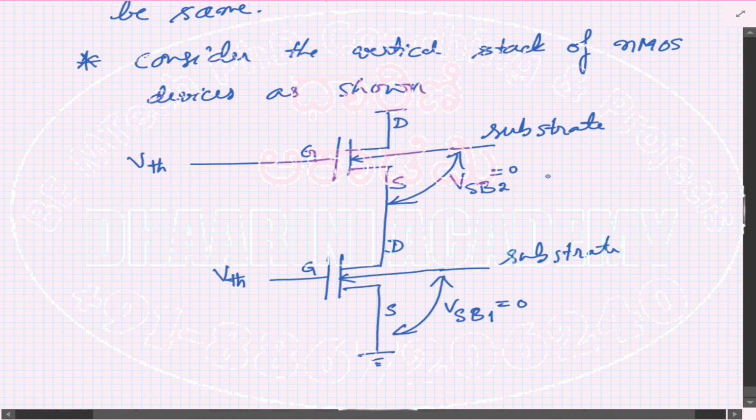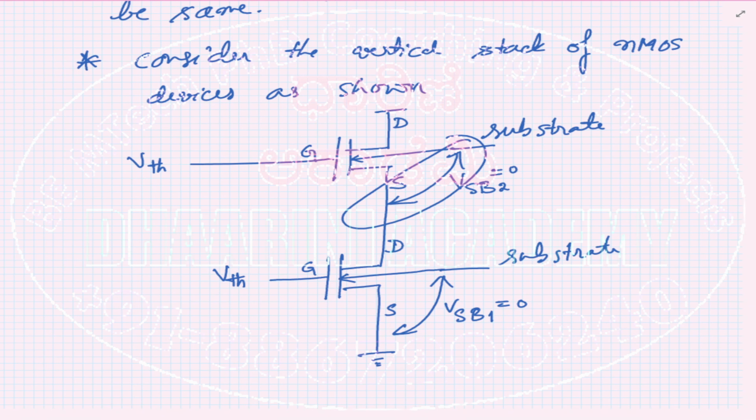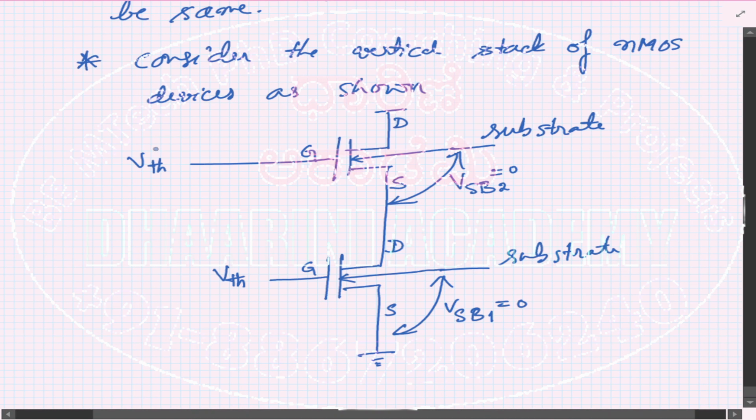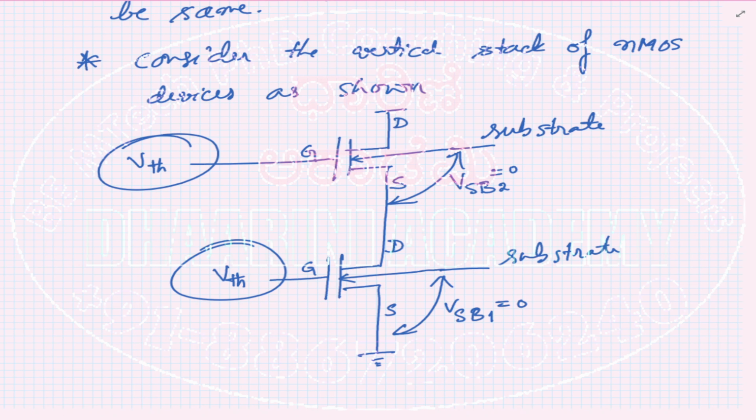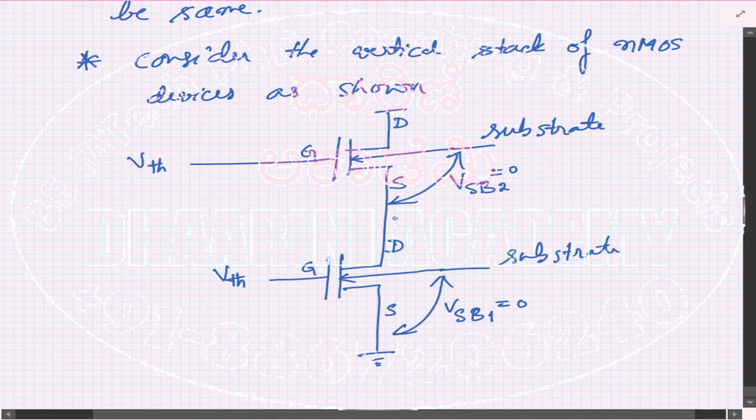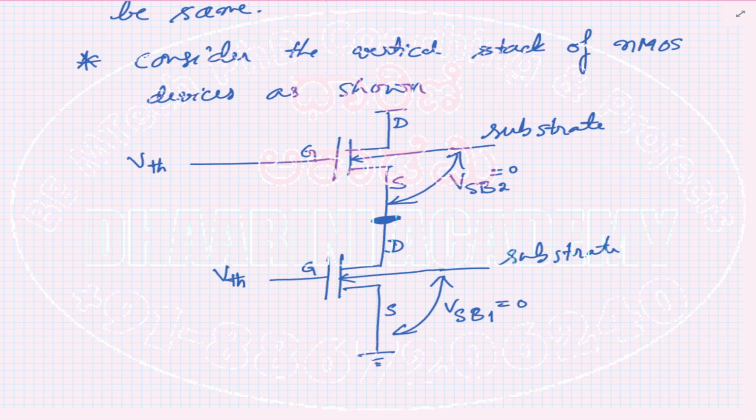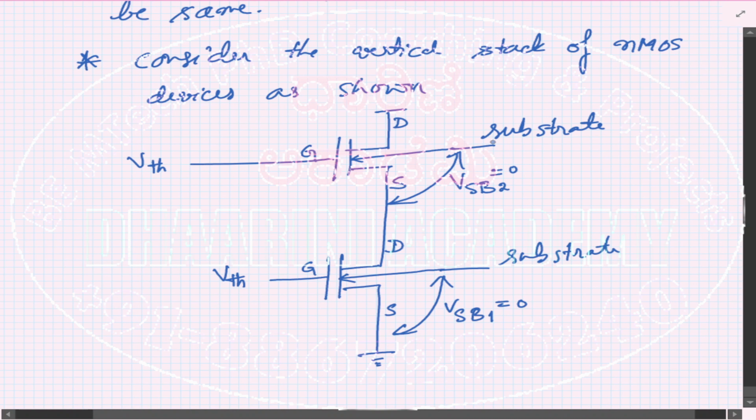Now you tell me, it says that there is no difference between these two, correct? VSB is equal to 0, but my question is what is VS and what is VB? Is it 0 or any other voltage? VG will be some voltage which is equal to VTH, the threshold voltage. So at this point you have some voltage, and that voltage is shorted to the substrate, correct?